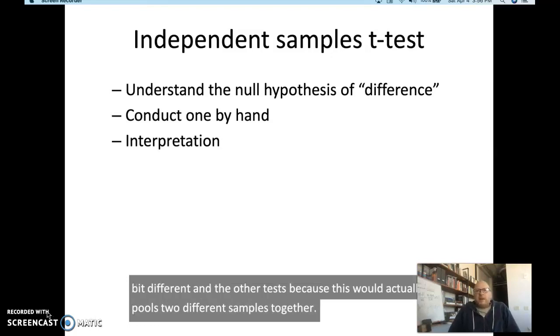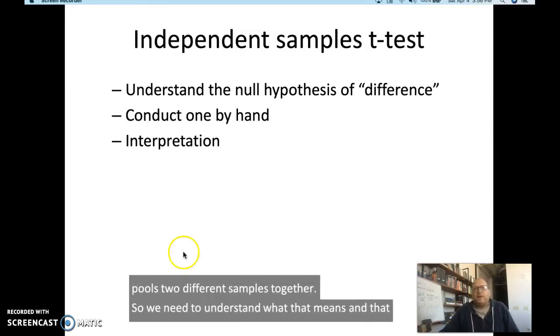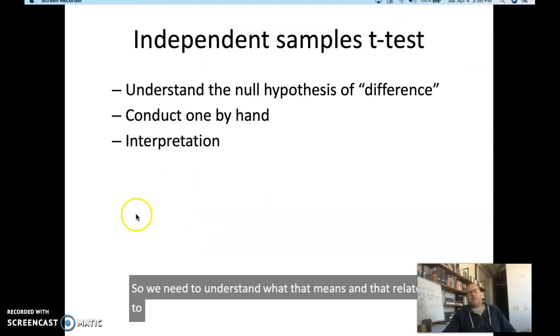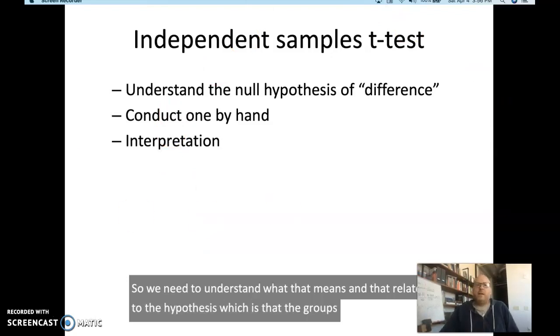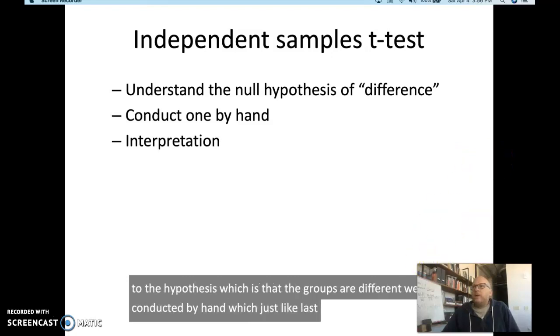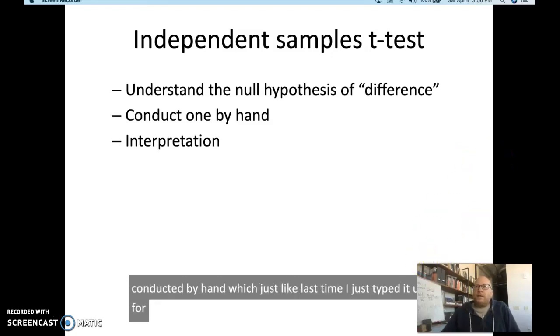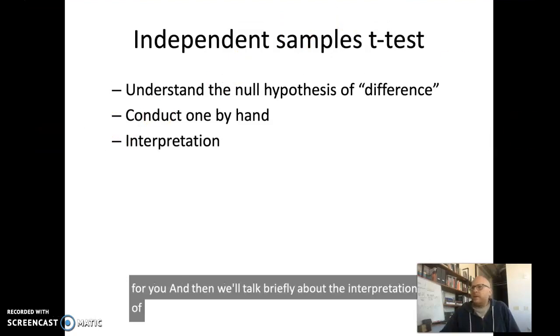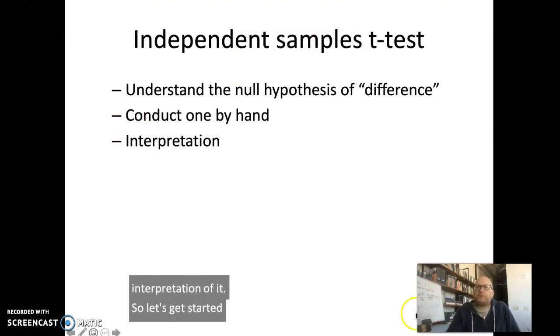So we need to understand what that means, and that relates to the hypothesis, which is that the groups are different. We'll conduct one by hand, which, just like last time, I just typed it up for you. And then we'll talk briefly about the interpretation of it. So let's get started here. All right.